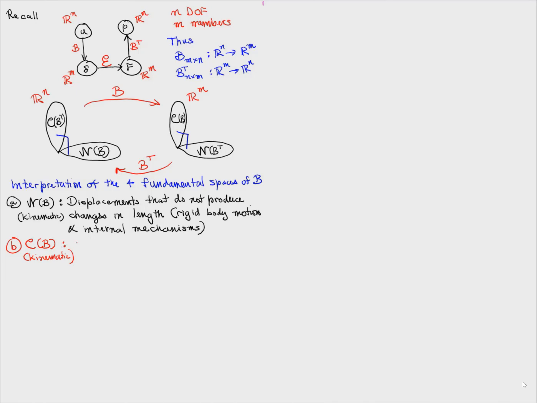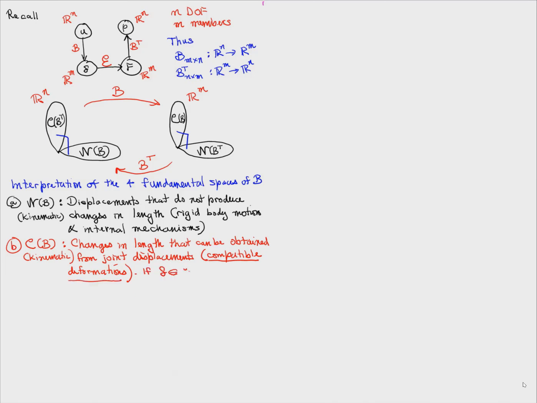Next, let's look at the column space of B. Again, this is a kinematic interpretation. If a delta is in the column space of B, this means that change in length can be obtained from joint displacement. Such changes in length are called compatible deformations. If a delta is not in the column space of B, what does this mean? It means such a delta can only be achieved if the members break away from the joints. These are incompatible deformations.